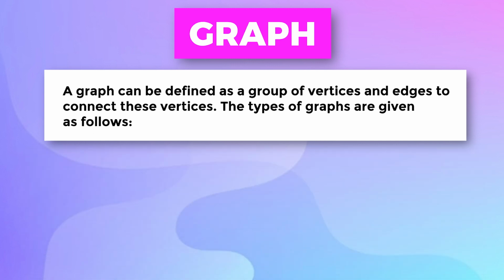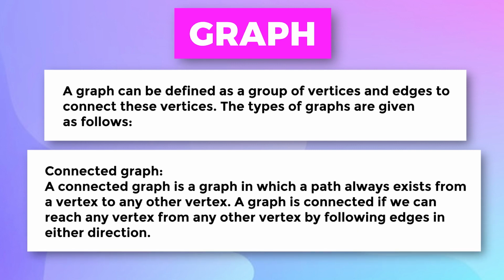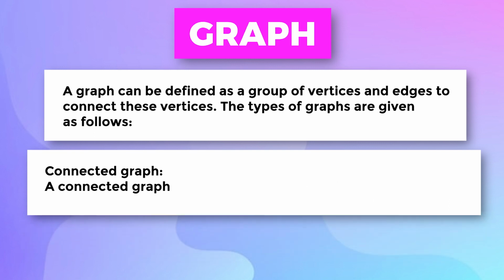Now the second one is a connected graph. A connected graph is a graph in which a path always exists from a vertex to any other vertex. A graph is connected if we can reach any vertex from another vertex by following edges in either direction. This is the property of a connected graph.